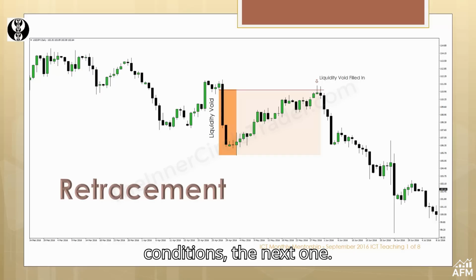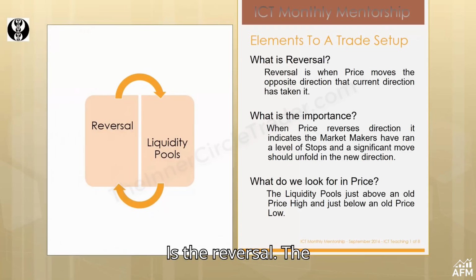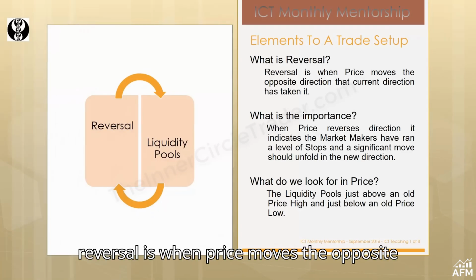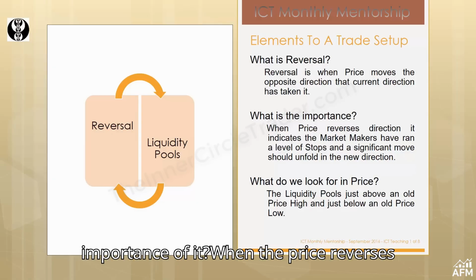So we've covered three conditions. The next one is the reversal. The reversal is when price moves the opposite direction the current direction has taken in. So if we are looking for reversals, we're directly coupling that with an ICT tool of liquidity pools. Now, what's the importance of it?